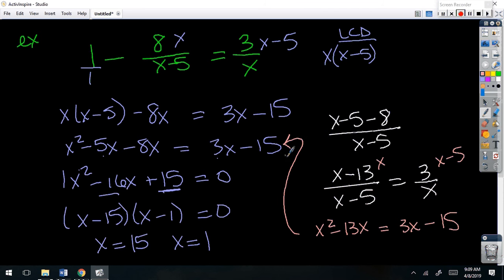Actually kind of between these two, because if you move the 3x, you'd get minus. I think it's easier the first way.